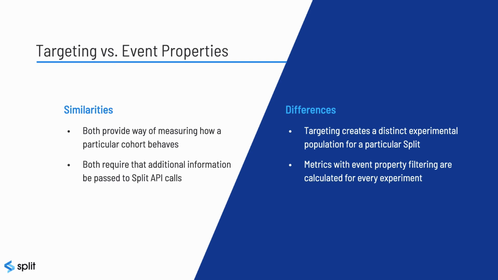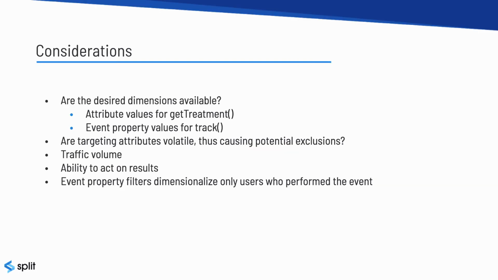how did that specific audience respond to that particular split? So some of the considerations in deciding which of these techniques to use are the desired dimensions available. Are the attributes that you want to use to segment out a particular experimental population available when you make the get treatment call? Similarly, for event property filters, do you have those property values that characterize the user available when you're calling track or however you're sending your events to split?